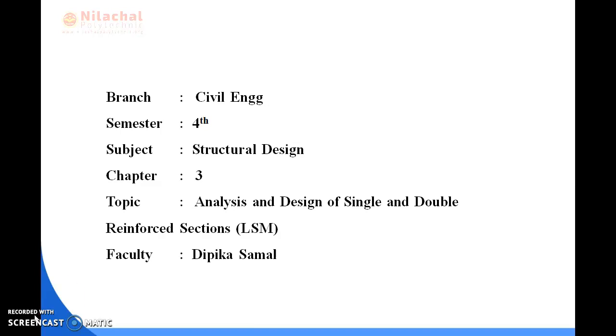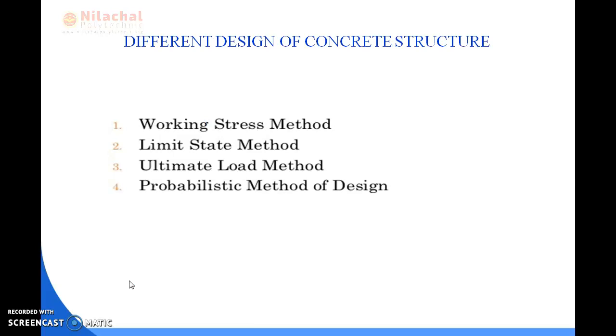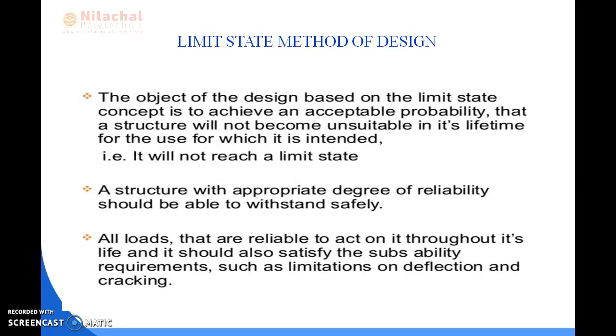So first of all, we discuss the different design methods for concrete structures. First one is the working stress method, second is the limit state method, third is the ultimate load method, and then the probabilistic method of design. Normally, among these four methods, we consider the working stress method and the limit state method, and basically the design can be done using the limit state method for both singly and doubly reinforced sections.